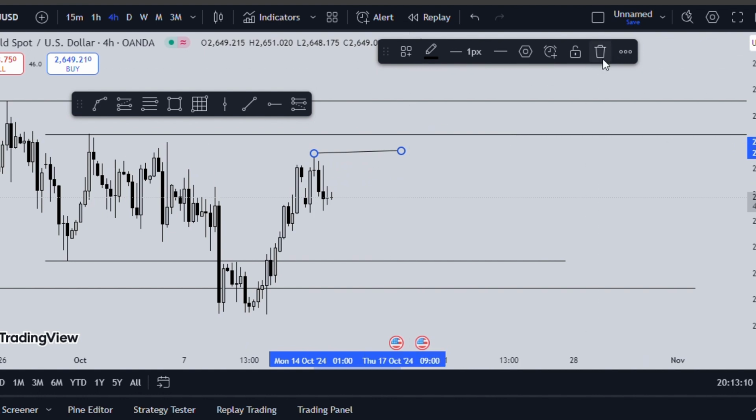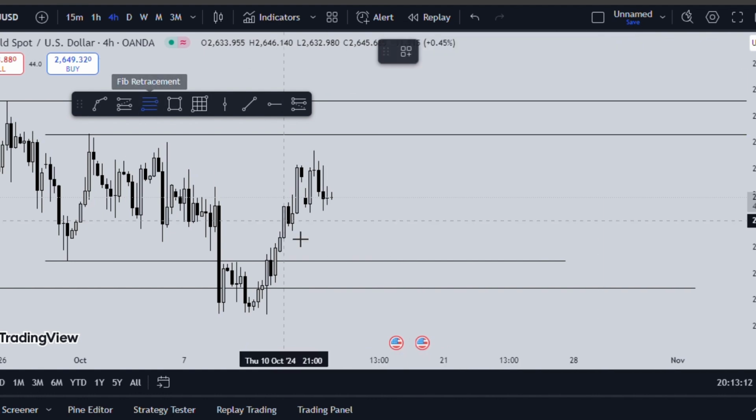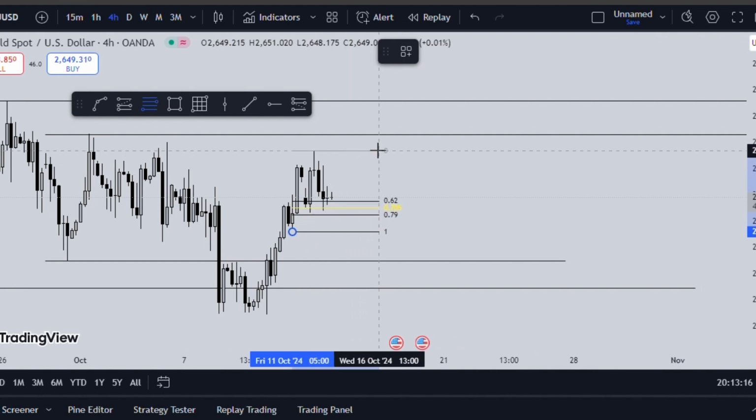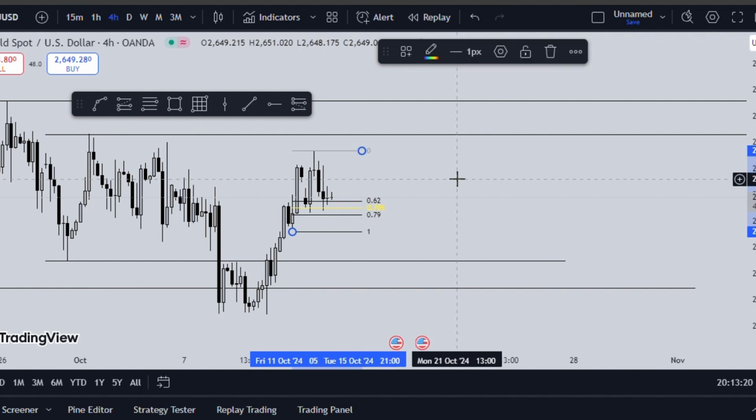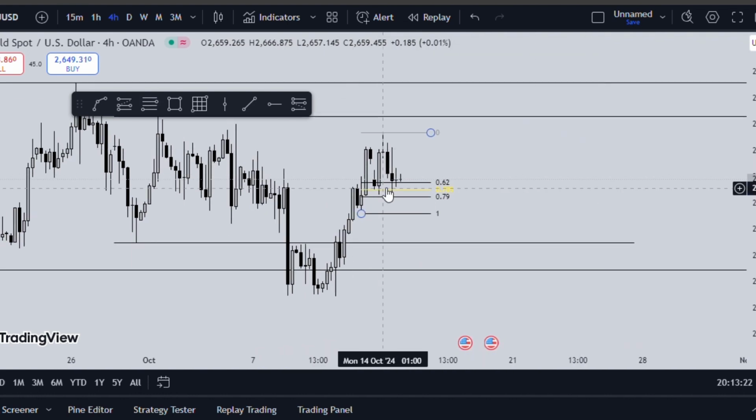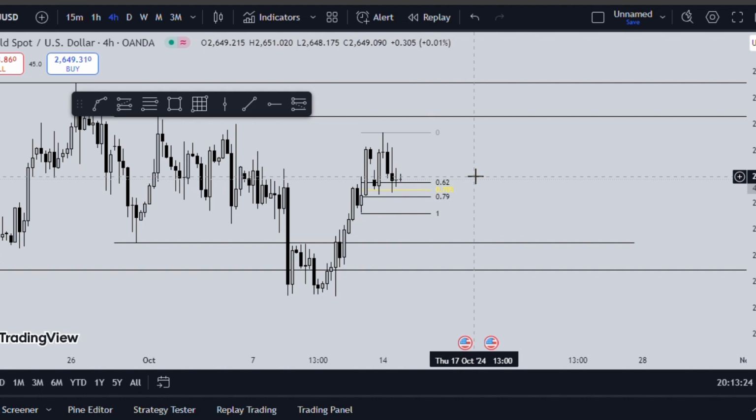Let me see. I draw my OTE because I'm looking for bullish moves from here to here, the swing point. Then this is where I'll be taking my entry. I mostly take it on the 0.705 or the 0.62. It depends on your risk tolerance, or what you are willing to risk.